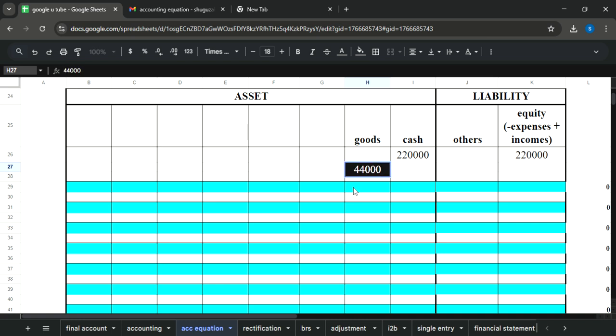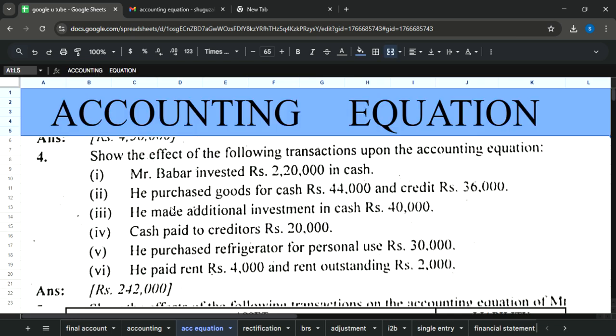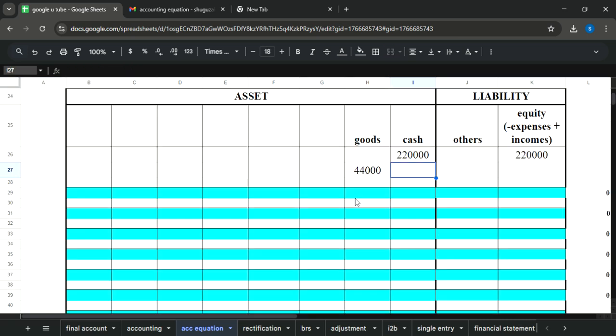Since you have bought these goods by cash, let me show you once again. Goods are bought by cash. Look here, cash. So cash is going out. You will subtract 44,000 in cash. This is the first entry.